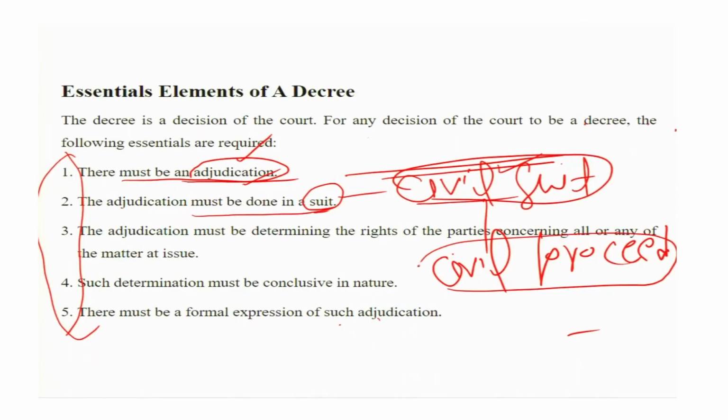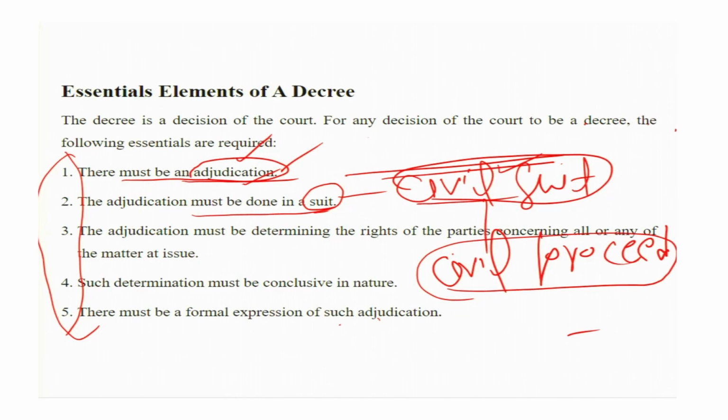So, civil proceeding means what is taking place from the beginning to the end of, or during, the trial of your case. That is called a civil proceeding, that is called a civil suit. So, a decree you always get in a civil suit. And why are we saying there must be an adjudication?